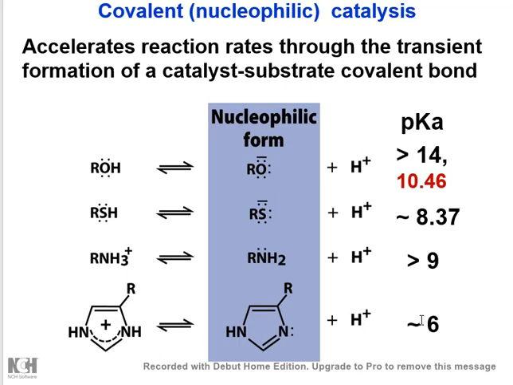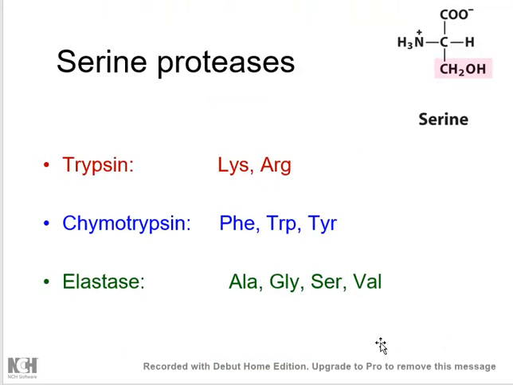Histidine is the weakest nucleophile, even though it also has nucleophilic properties. I would like to demonstrate to you the covalent catalysis using serine proteases that all have serine in the active site.